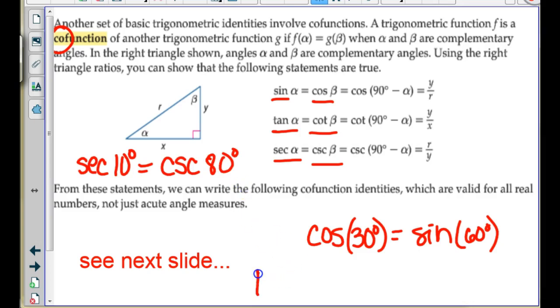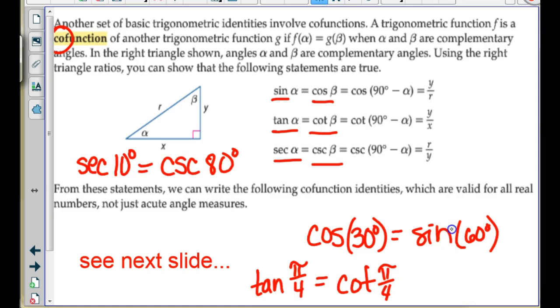If we had the tangent of, well, let's do an easy one, pi over 4, it would be the cotangent of what's the complement of pi over 4? It's actually pi over 4, right? Because pi over 4 is 45, 90 minus 45 is still 45.